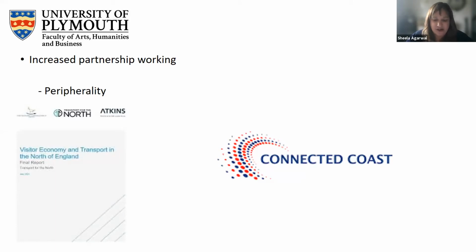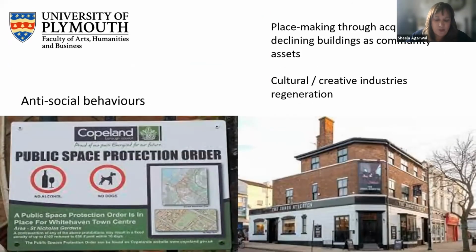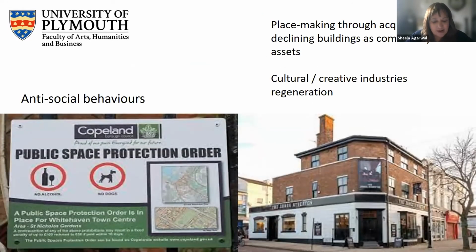So in the case of East Lindsey District Council, they have a project around connected coasts where they're looking at connecting Skegness and Mablethorpe much better together. So they're addressing problems relating to peripherality. There are also partnerships addressing antisocial behaviours in seaside towns, such as Copeland Borough Council, which is responsible for Whitehaven, a town that has deprivation. And really, this is great practice in terms of addressing this issue.